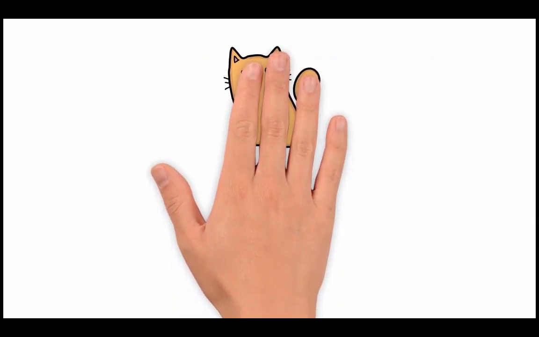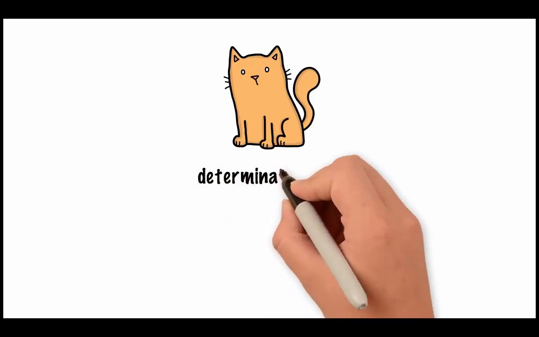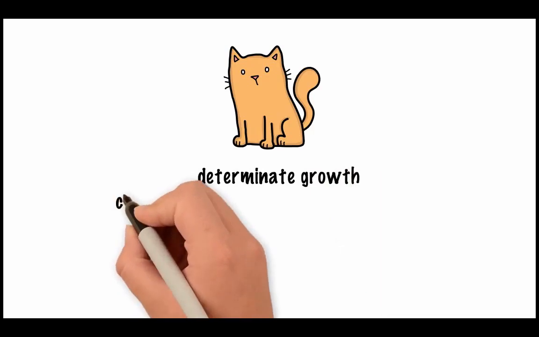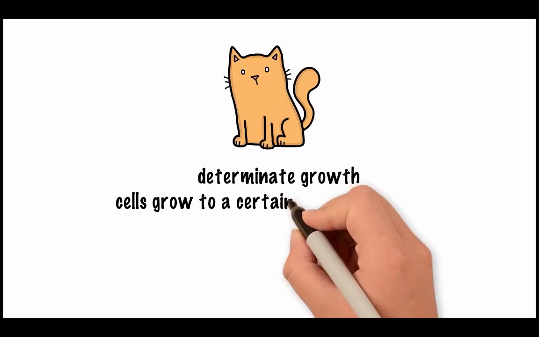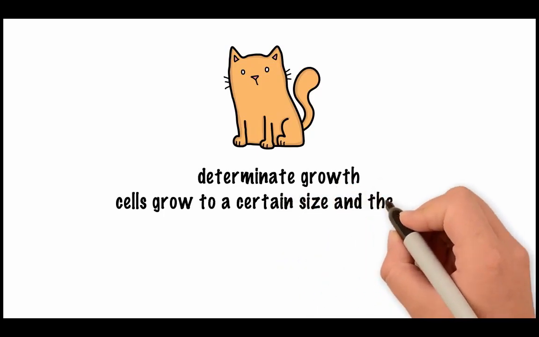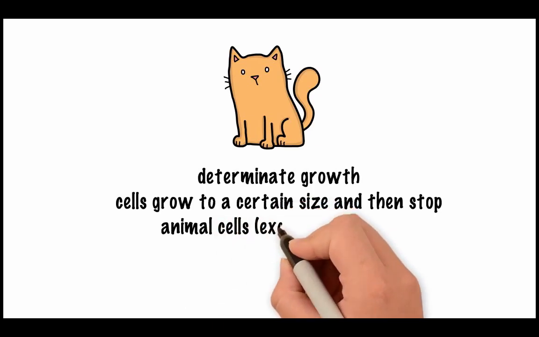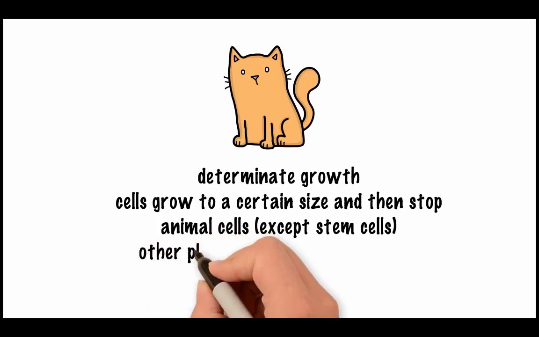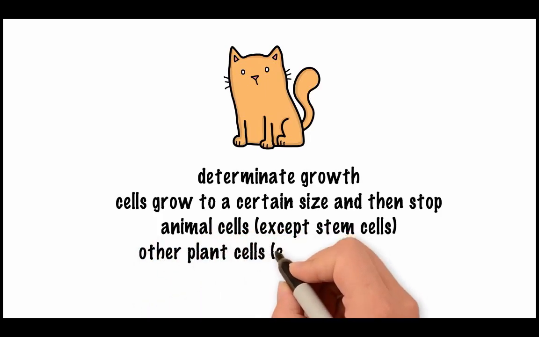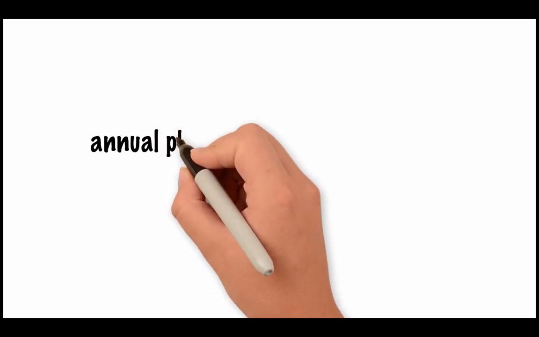This is in contrast to determinate growth. In determinate growth, cells grow to a certain size and then stop. This is characteristic of all animal cells except for stem cells, and in plant cells other than meristems. It may seem that given this pattern of growth, plants are immortal.